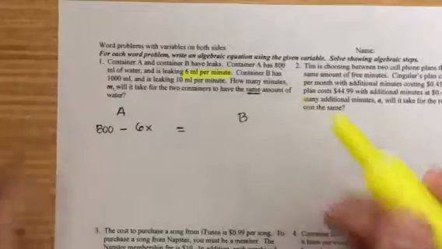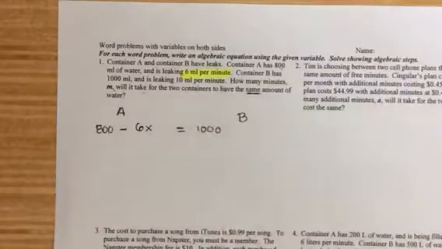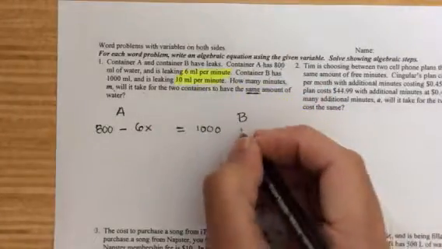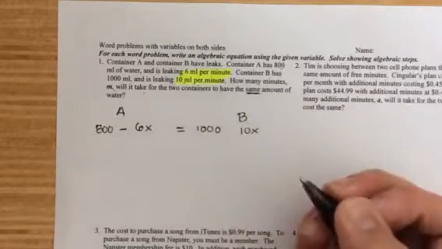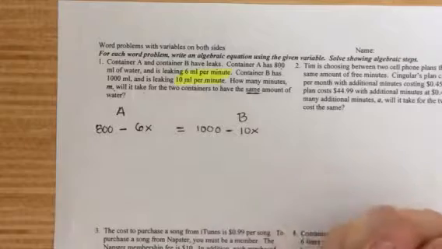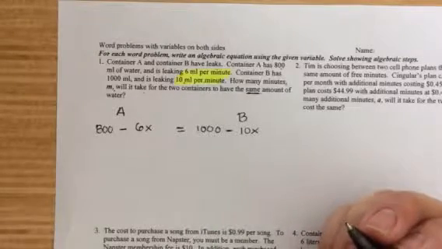Container B has 1,000 milliliters. That's what you're starting off with. So it happens once. And it's leaking at 10 milliliters per minute. So since it's per minute, it repeats. So the 10 gets the X. And since it's leaking, we know that it's subtraction. And then you would solve your equation.